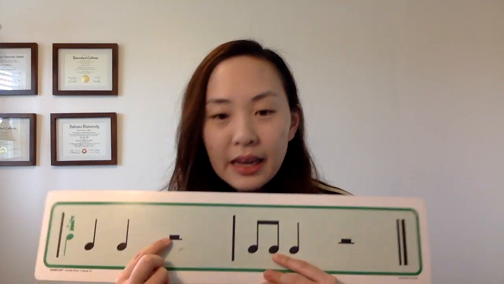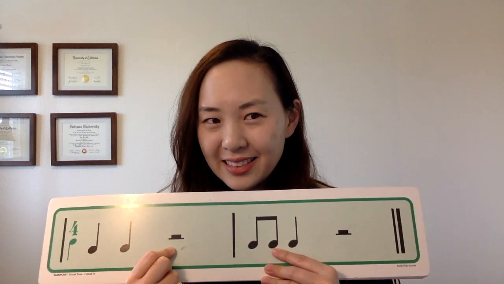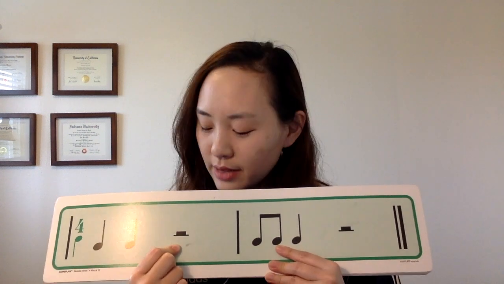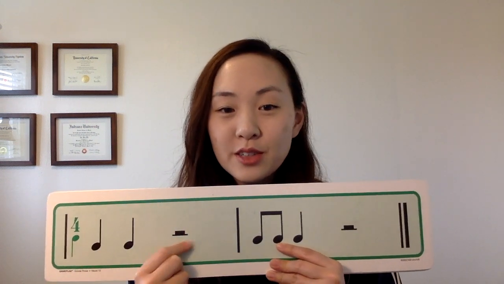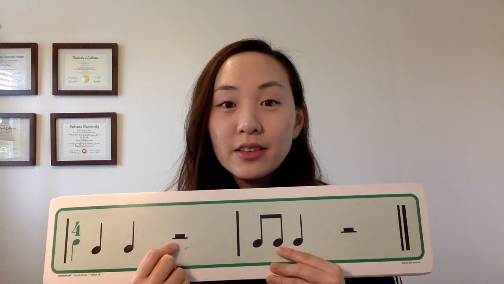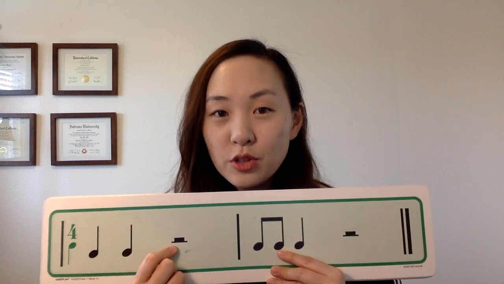And then I want to show a new rest to you guys. So you guys know quarter rest, but here, this is a half rest. See how it looks like a hat? And hat starts with an H. Half also starts with an H. So that's an easy way for you to remember. Because there's another rest symbol that looks kind of like this, but upside down. So remember, the one that looks like a hat is a half rest. And since half note is 2 beats, half rest is also 2 beats.